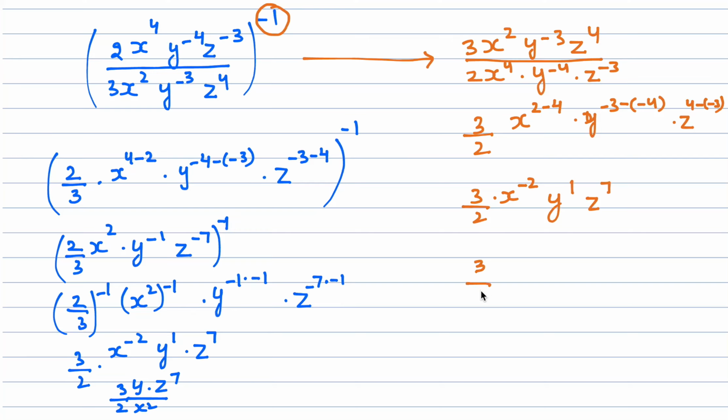So now I need to answer them as positive exponents. So y and z are already positive. This x has a negative power, so it is in the numerator. So I'll just move it to the denominator. So see, in both ways my answer is the same.